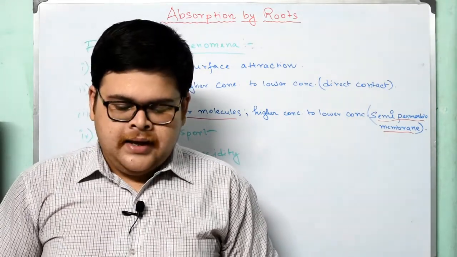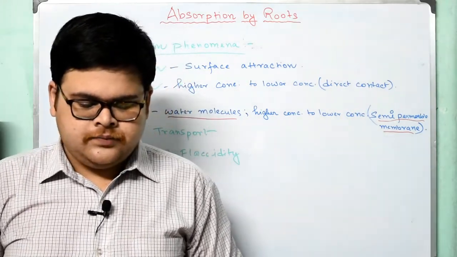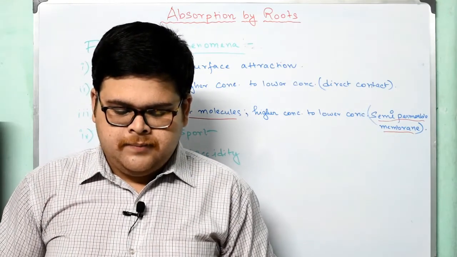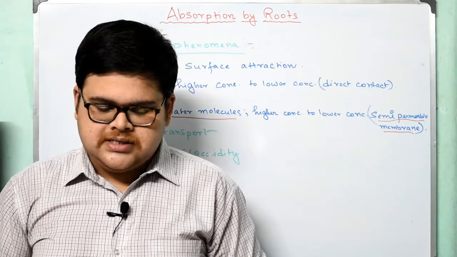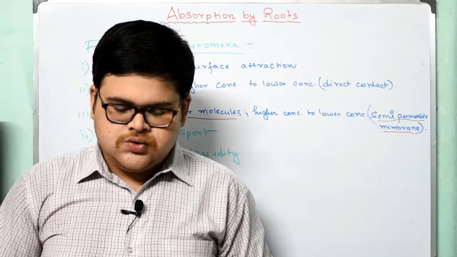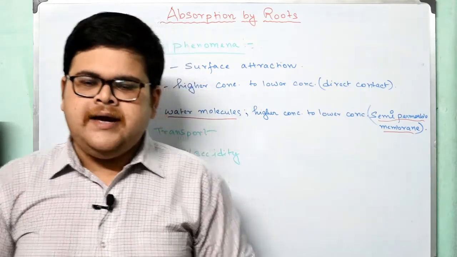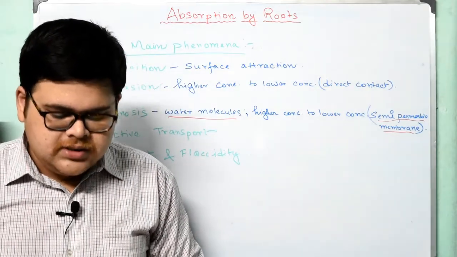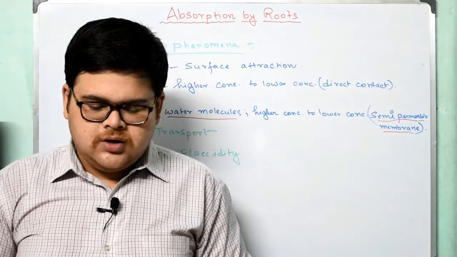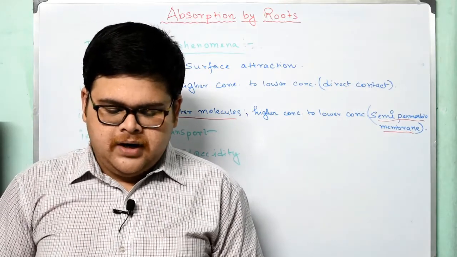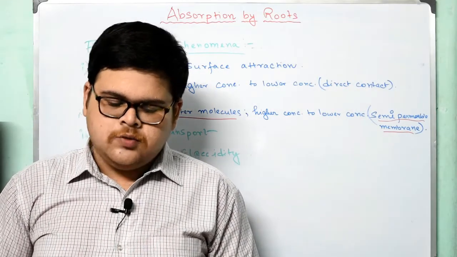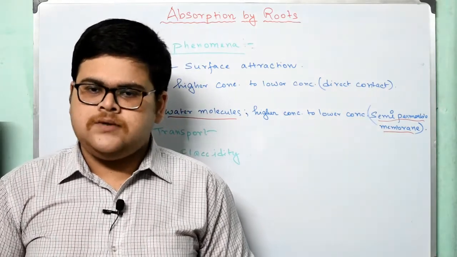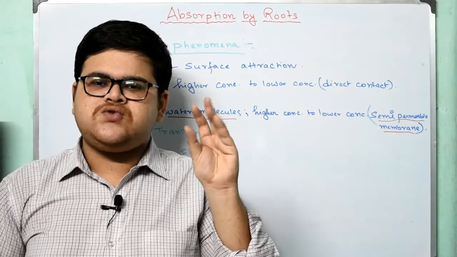Endo means inward, the inward diffusion of water through a semi-permeable membrane when the surrounding solution is less concentrated. This tends to swell up the cell. Endoosmosis causes swelling up of the cell. What is exoosmosis? It is the outward diffusion of water through a semi-permeable membrane when the surrounding solution is more concentrated. This tends to cause shrinkage of the cell, that is, the cells get shrunk.